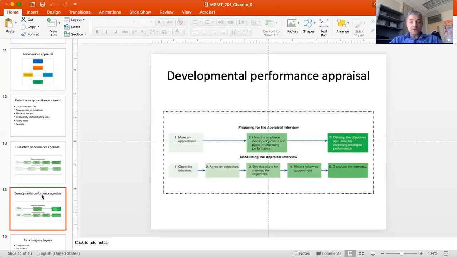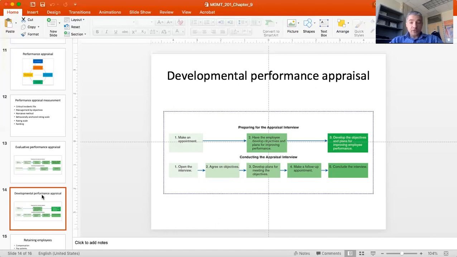Developmental performance appraisal aims at improving employee performance, right? So it's not just to provide evaluation, it's also to help the employee improve, increase efficiency, increase effectiveness, whatever the case might be. So obviously you make an appointment, you have the employee himself or herself develop objectives and plans for improving performance. Again, much like with self-assessment, it is critical that the employee takes an active role in planning where some effort is needed. So that's essential part.